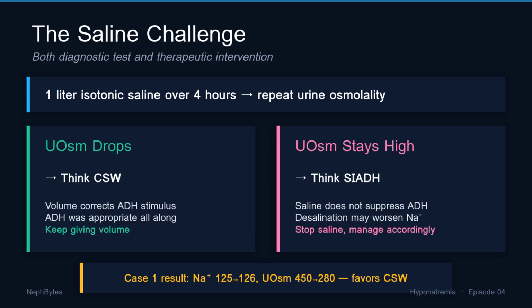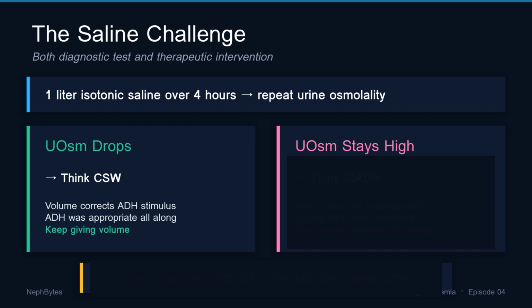The sodium bumps modestly from 125 to 126, and the urine osmolality drops from 450 to 280. That urine osmolality response is the key. In CSW, giving volume corrects the stimulus for ADH. Once hypovolemia is relieved, ADH turns off appropriately and the urine dilutes.